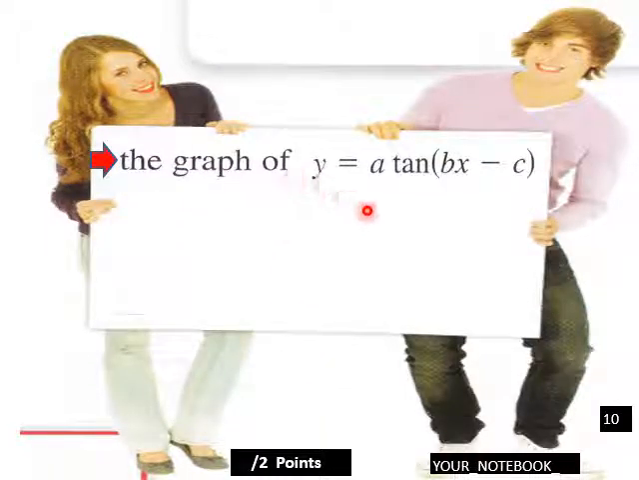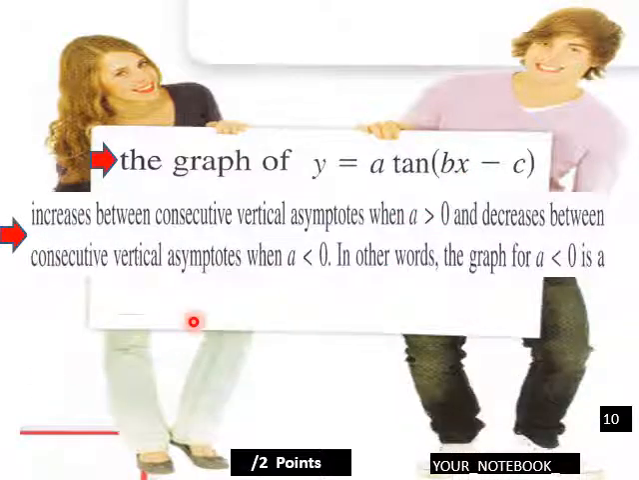The graph of y equals a tan quantity bx minus c increases between consecutive vertical asymptotes when a is greater than 0, here's your a, and decreases between 2 consecutive vertical asymptotes when a is less than 0. So when a is positive, it goes up from left to right. When a is negative, it goes down from left to right.